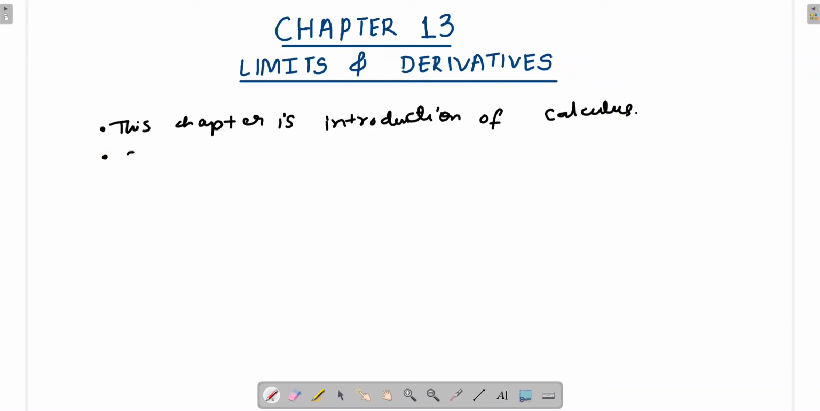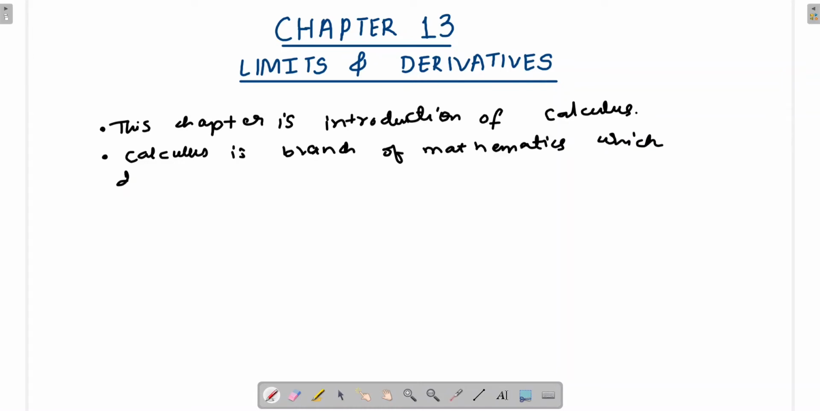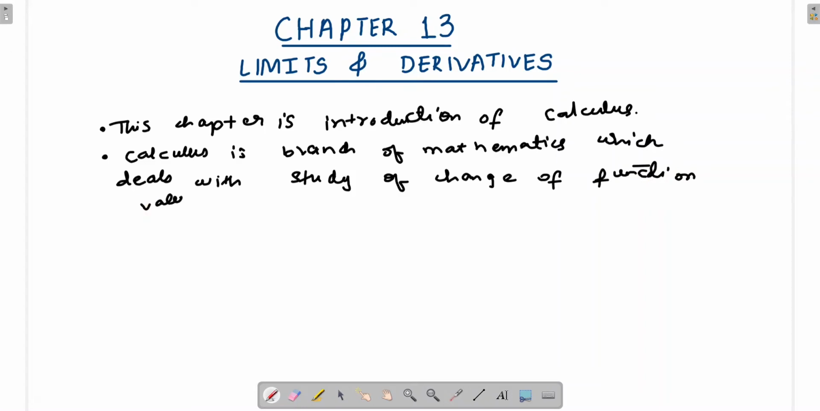Now what is calculus? Calculus is a branch of mathematics which deals with the study of change of a function's value with change in the values in the domain. So calculus is nothing but a branch of mathematics which deals with the study of change of function's value with change in the values in the domain.